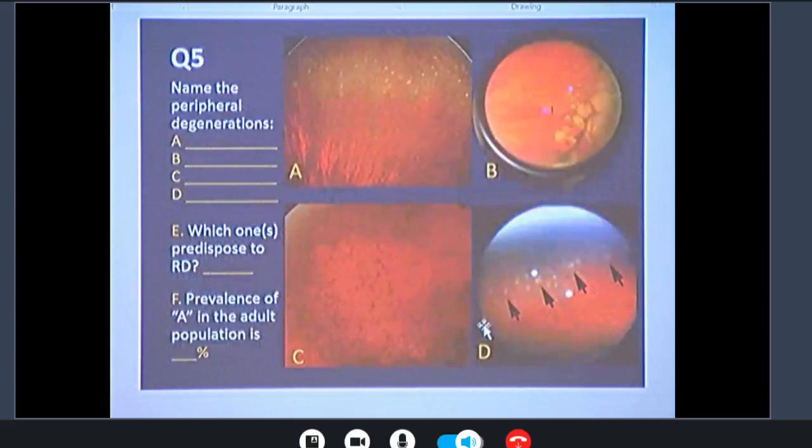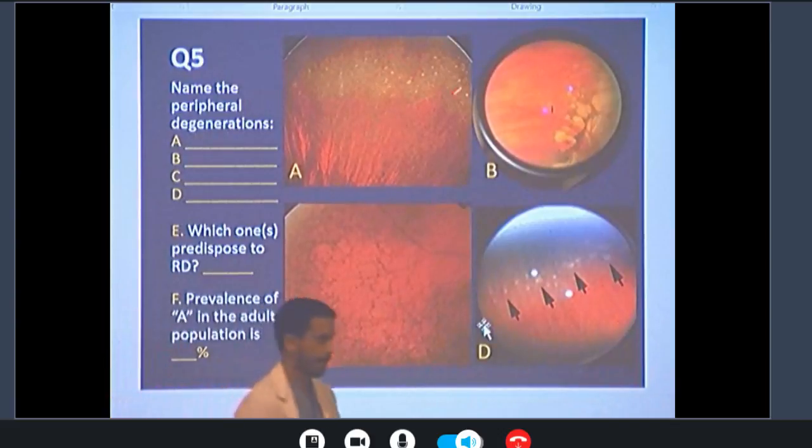All right. Now, question number five. You have four types of peripheral retinal degenerations. A, B, C, and D. What is the name of A, B, C, and D? What is the name of the peripheral degeneration? Which one or ones predispose to RD? And this particular one, A, what is the prevalence of this particular degeneration in the elderly population?